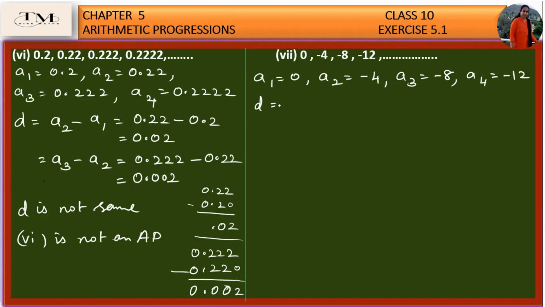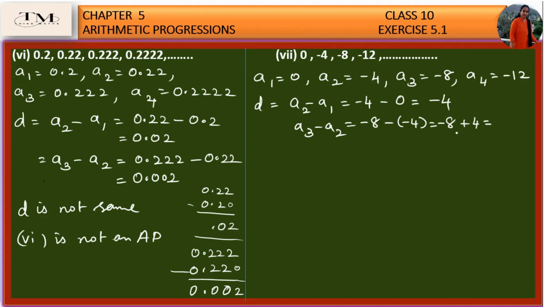What is D? D is equal to A2 minus A1. A2 is minus 4 minus A1 is 0. So minus 4 minus 0, minus 4. A3 minus A2. A3 is minus 8 minus A2 is minus 4. So minus 8 minus into minus, plus 4. Now here we have minus sign and plus sign. If the sign is different, you have to subtract and put the sign of the bigger number. Bigger number has negative sign. If you subtract 8 and 4, 8 minus 4 is 4.